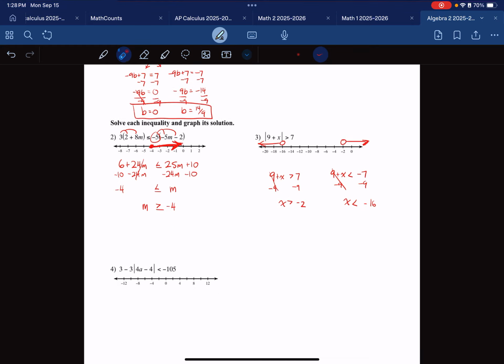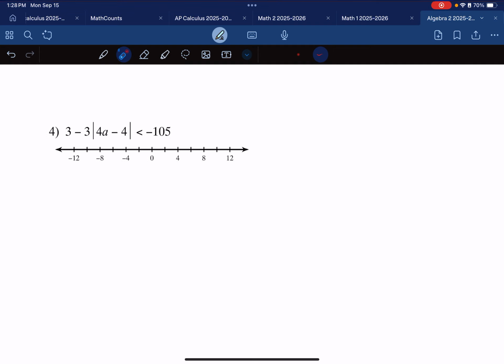Very nice. And then the last question is number 4. This is kind of the hardest type of question. We did a few of these in class today just to get the hang of them. The general idea, again, is the absolute value needs to be isolated, meaning I have to get rid of the 3 and then the negative 3. Remember that there's a multiplication symbol in between, which means I have to get rid of this 3 first.